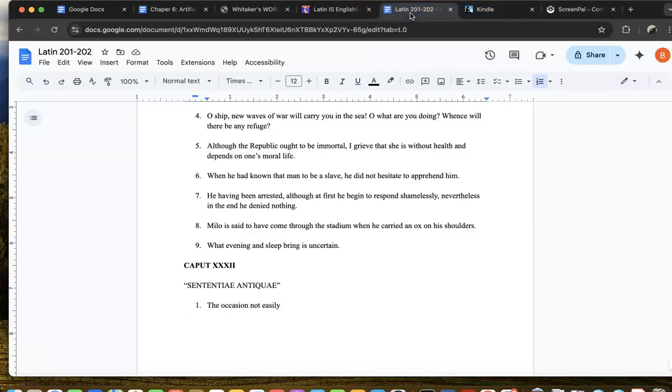So the occasion is not provided, and the occasion is not easily provided. So I'm going to go ahead and revise that word order as I go from Latin to English.